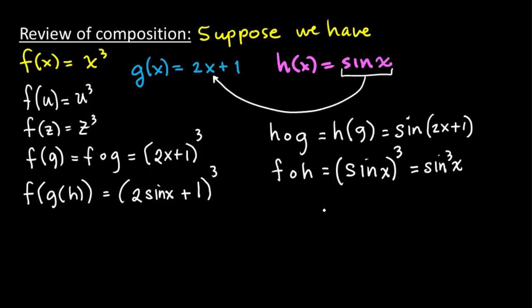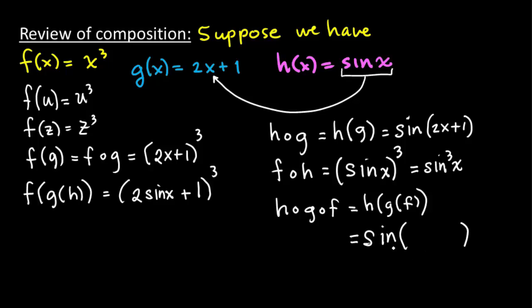Let's try another one. Suppose we want to compose h of g of f. In other words, h is acting on g, and then g is acting on the function f. So what is the big picture? The big picture is the sine of the argument. So now we'll take the sine of what though? We have to decide what's going to go in here. Well, it says the sine of g. So we replace the argument of h by g. So it's going to be 2 times what, plus 1? This is g acting on f. So what should I put in here then?